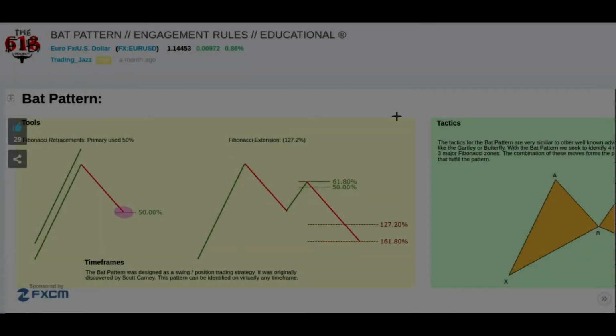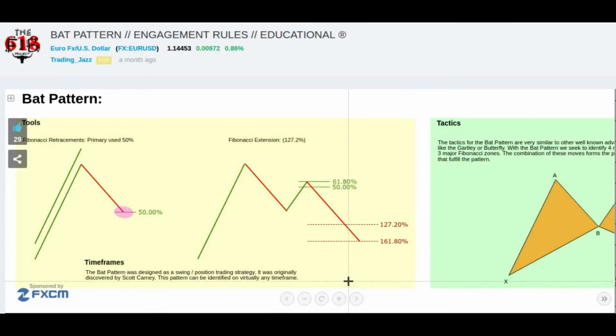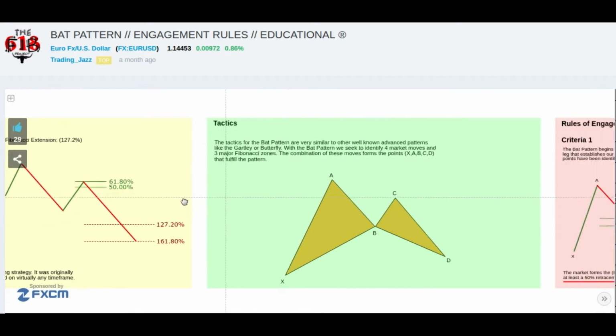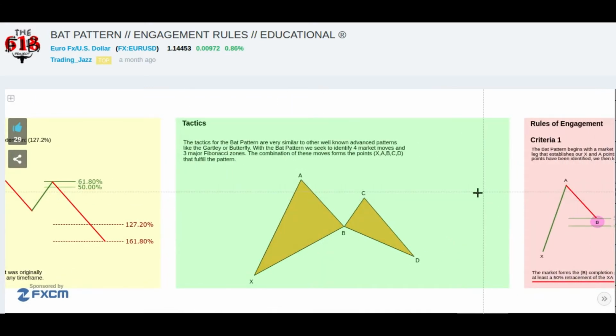Rules of engagement. The bat pattern was designed as a swing position trading strategy. It was originally discovered by Scott Carney. This pattern can be identified on virtually any time frame. The tactics for the bat pattern are very similar to other well-known advanced patterns like the Gartley or butterfly.